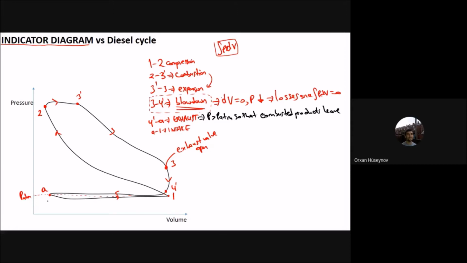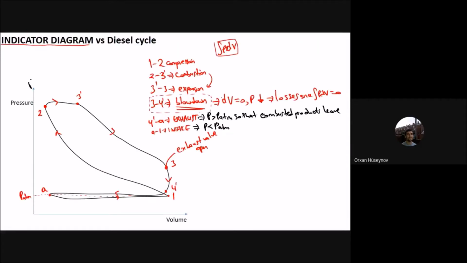But in the next stage, where it goes from A to 1, you should have the intake. Intake means that the pressure should be small, less than P_atm. Otherwise, the gases cannot enter the system. The system should have a pressure less than 1 atm, the atmospheric surrounding pressure, so that the gases can enter the system. That is the pressure versus volume diagram for the real one.